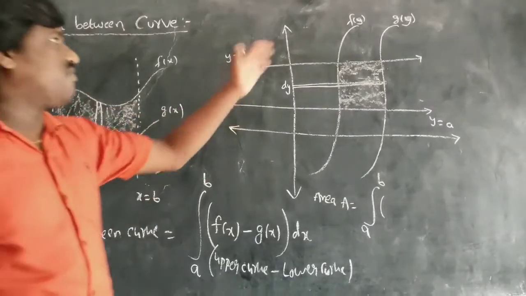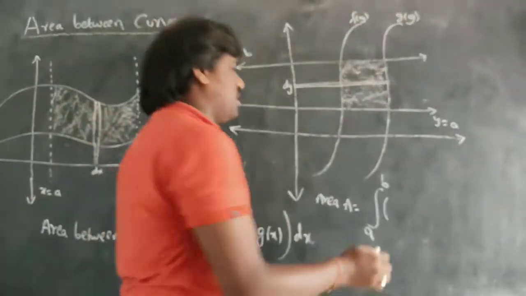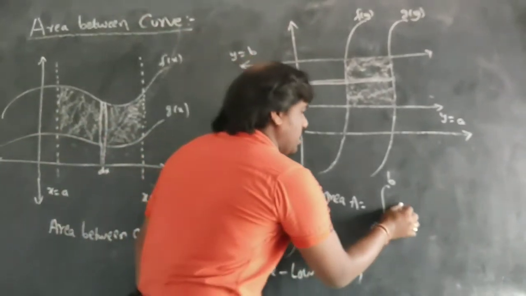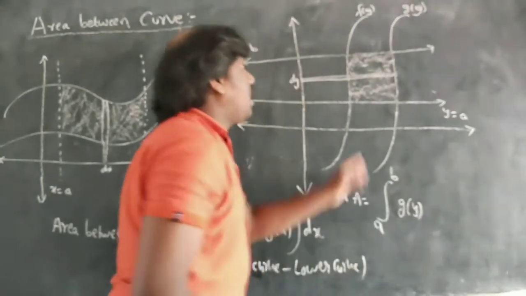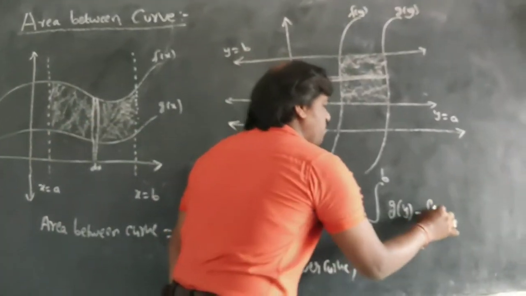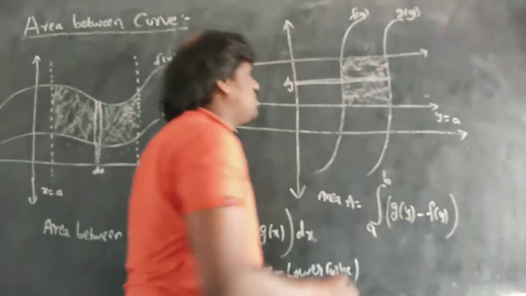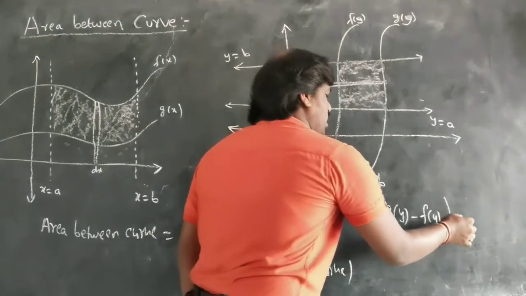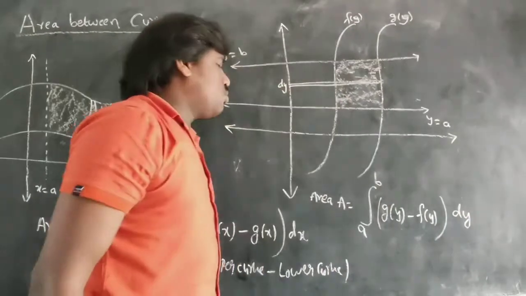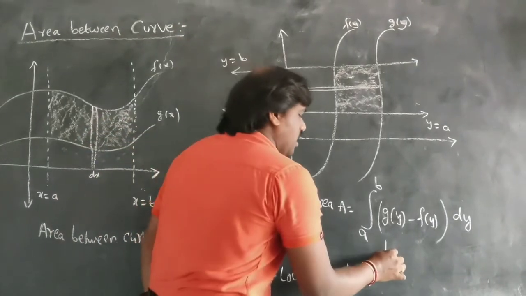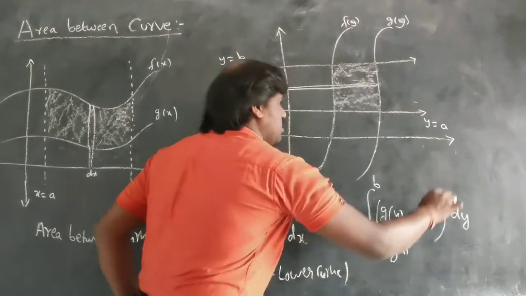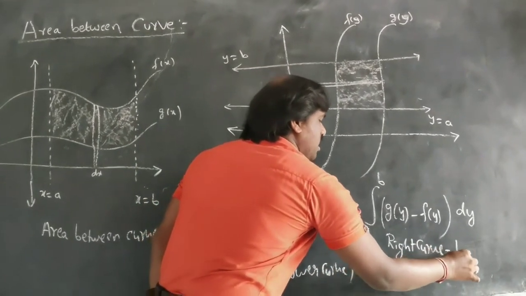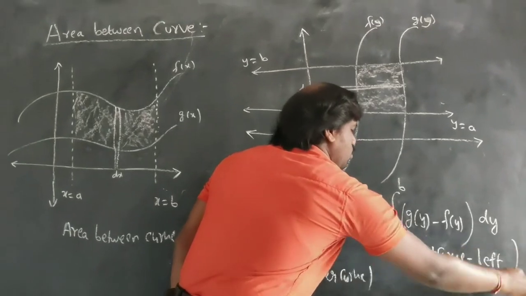These are horizontal, these are vertical. So we can write one as g of y, and one as f of y. So what we write here is g of y, that area, minus f of y, this area, into dy. In this way, this is the right side curve and this is the left side curve. So right side curve area minus left side curve area into dy.